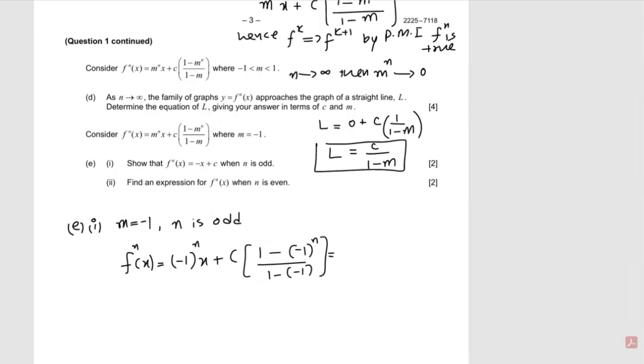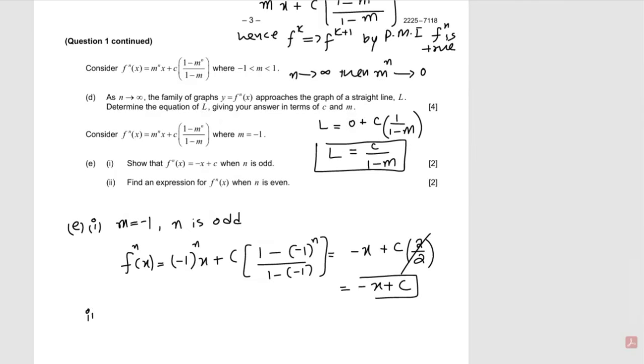So we know that a negative 1's odd power is going to be negative. So this will become negative x plus c times, since it's a negative 1, 2 over 2. And so my answer will be minus x plus c.